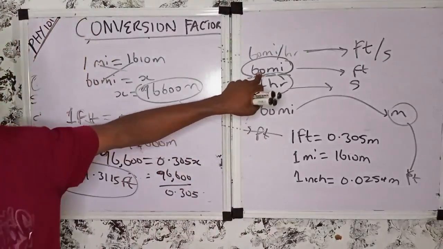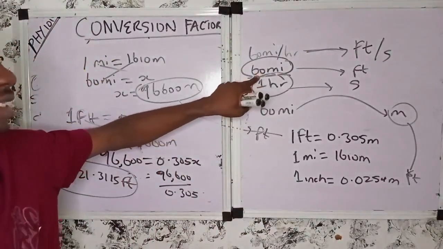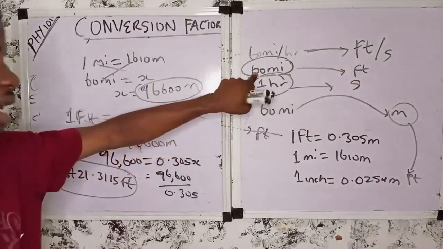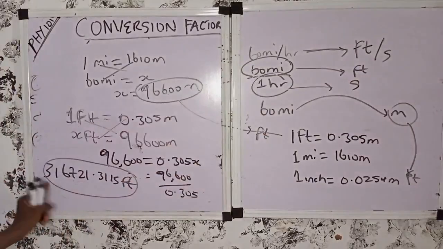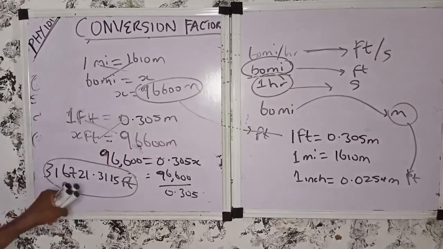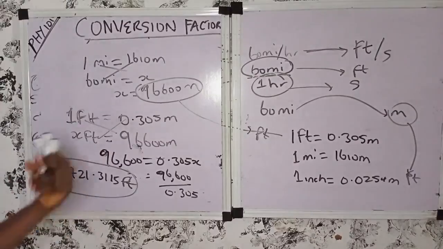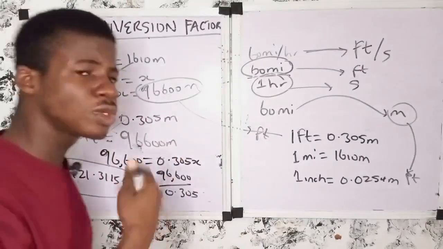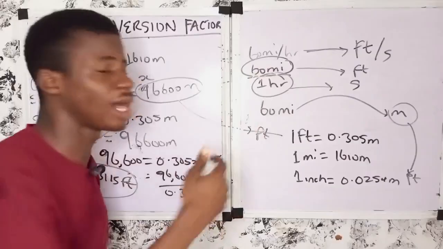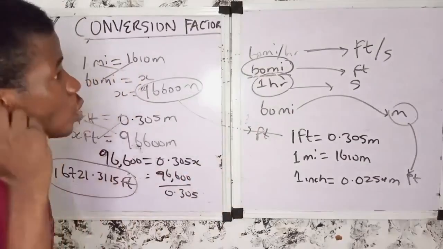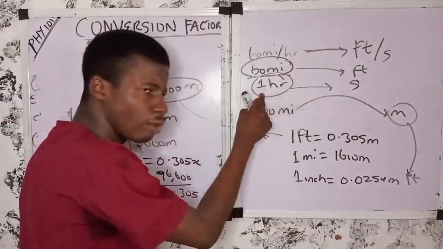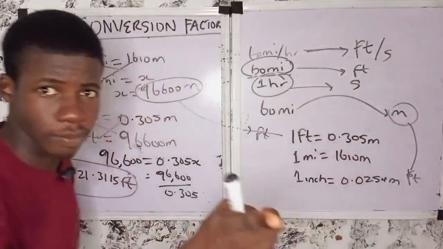Okay, so what have we done so far? Successfully converted 16 mile to what? To foot. 16 mile is equal to how many foot? 316,721.3115 foot. Remember, what did I tell you guys first? Since they tell us to convert from 16 mile per hour to foot per second, we need to first convert this mile to foot, the hour to what? To seconds. Then we divide our answer.